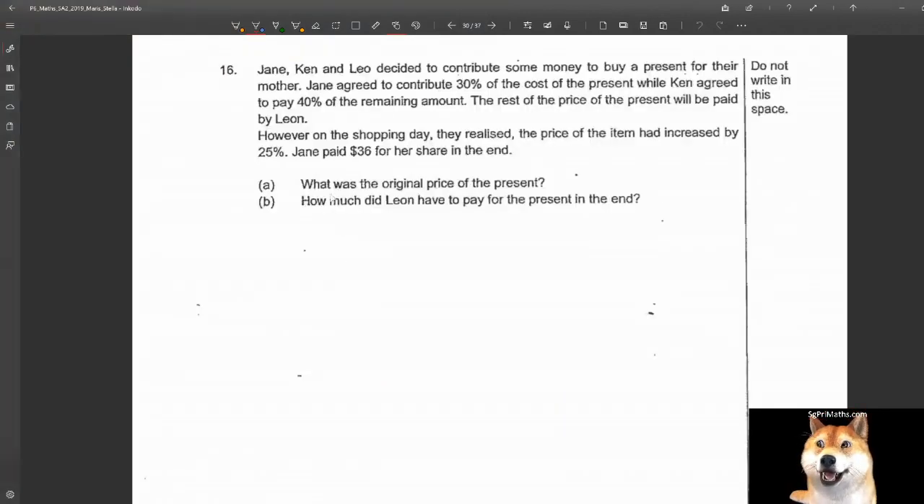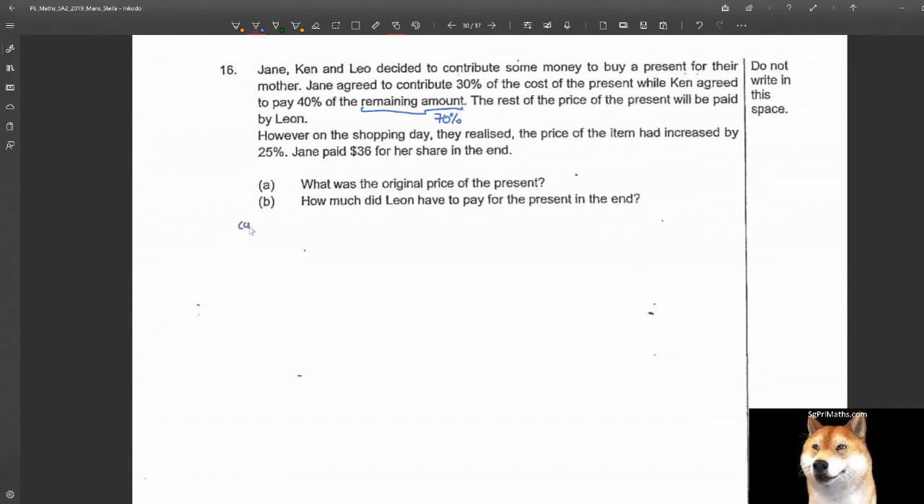Question 16. Jane, Ken, and Leo decided to contribute some money to buy a present for their mother. Jane agreed to contribute 30% of the cost, while Ken agreed to pay 40% of the remaining. So this remaining refers to the 70%. So 40% of 70%. The rest of the price of the present would be paid by Leo, which is 60% of 70%. However, on the shopping day, they realized the price of the item had increased by 25%, but this percentage proportion stayed the same, and Jane paid $36 for her share in the end. What was the original price of the present?